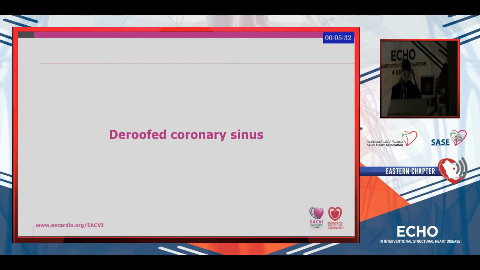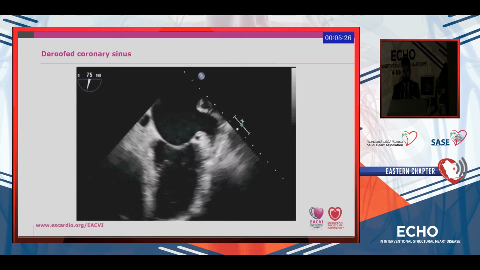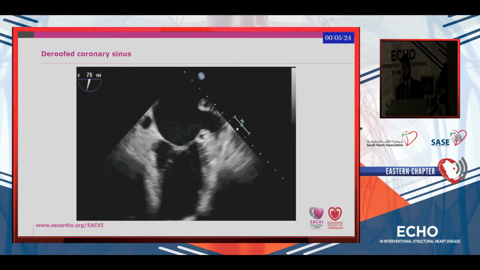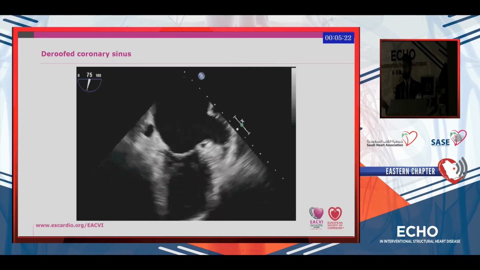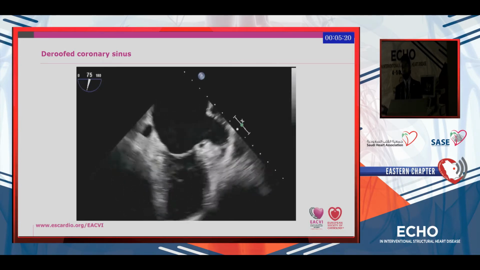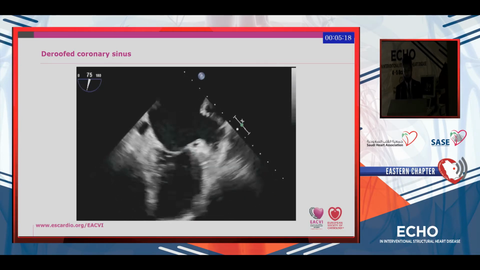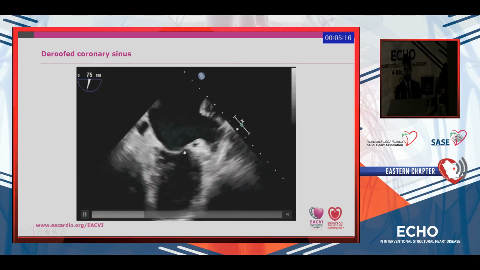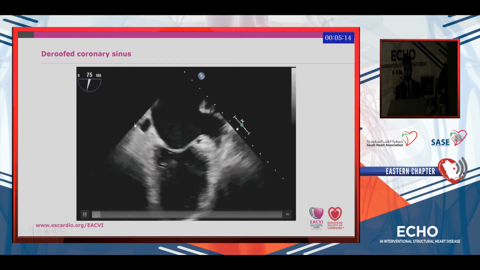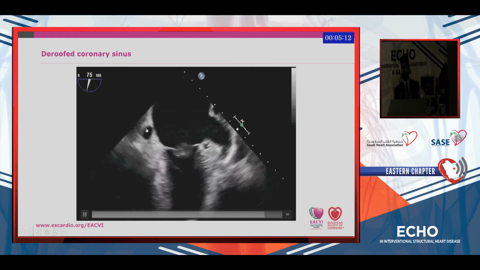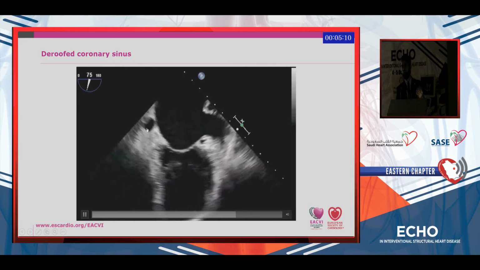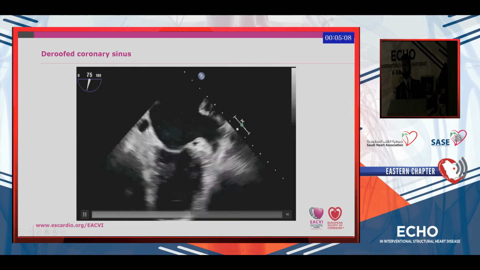Okay, this is my favorite because this is the only case I have seen of de-roofed coronary sinus in my life. This patient had mitral stenosis and was referred to me just to check his feasibility for balloon mitral valvuloplasty. So I was just focusing on the commissures and the appendage, but the coronary sinus was dilated. The most common cause of dilatation of coronary sinus is pulmonary hypertension, the right-sided hypertension, which is common in those patients.